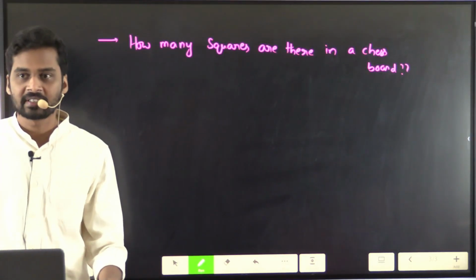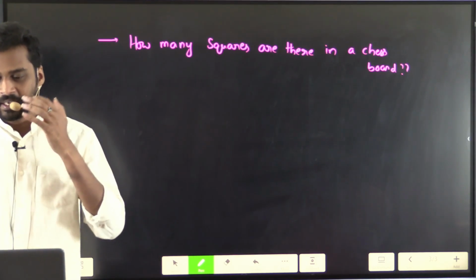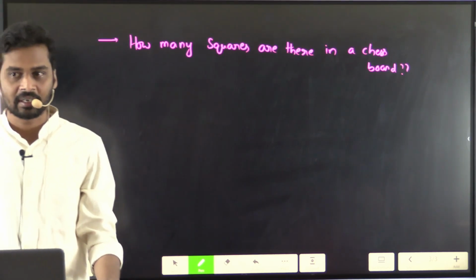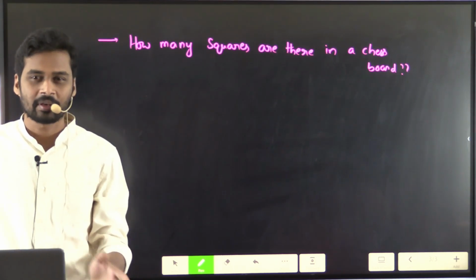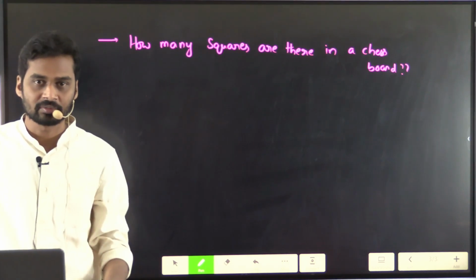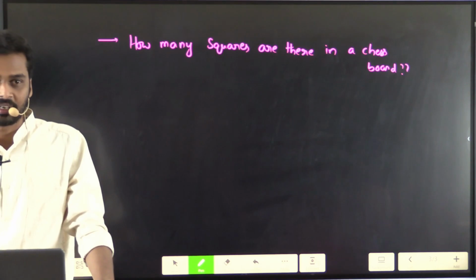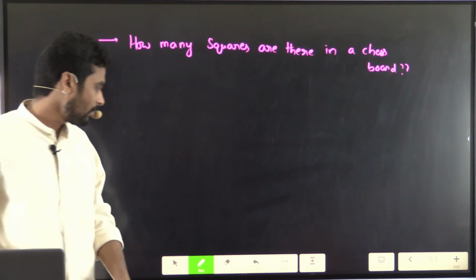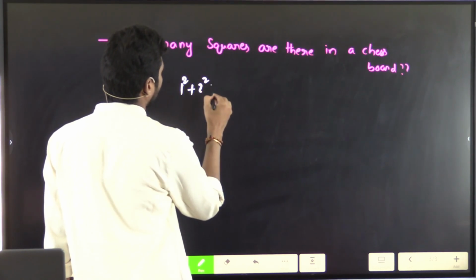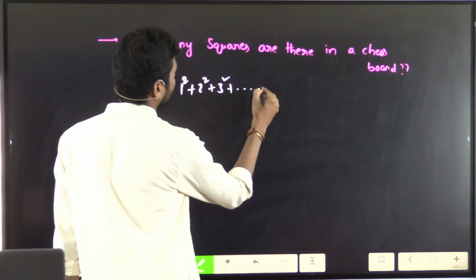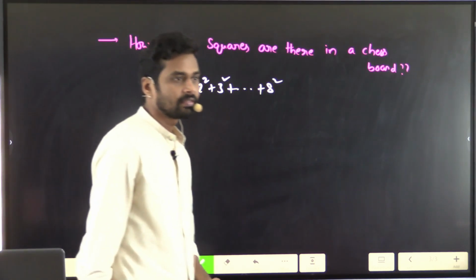In a chessboard also we can see the number of square boxes, right? So when we have an equal number of horizontal and vertical boxes, immediately we know that we have to take the sum of the squares of numbers, starting from 1 square plus 2 square plus up to the number of boxes we have horizontally and vertically. So how many boxes do we have horizontally and vertically? 8. So we have 8 boxes, right? So which means what is the answer? Since we have 8 horizontal and 8 vertical boxes, the answer is 1 square plus 2 square plus 3 square up to 8 square.